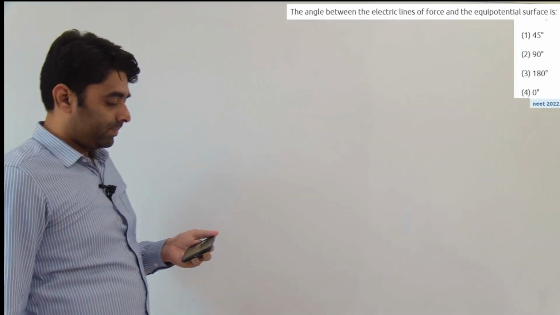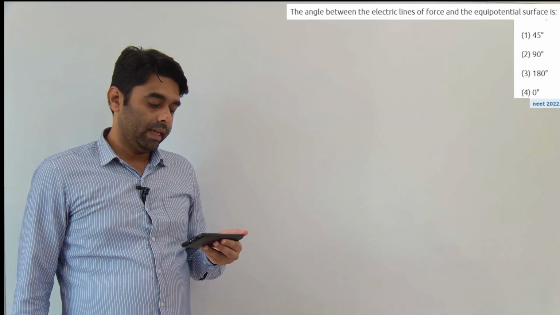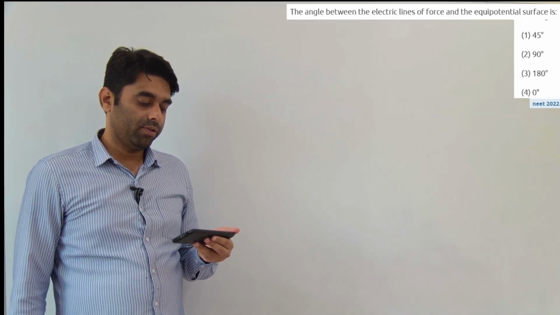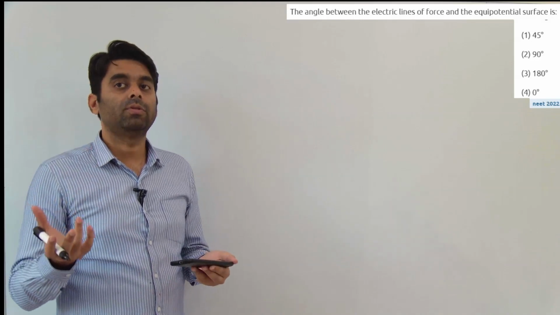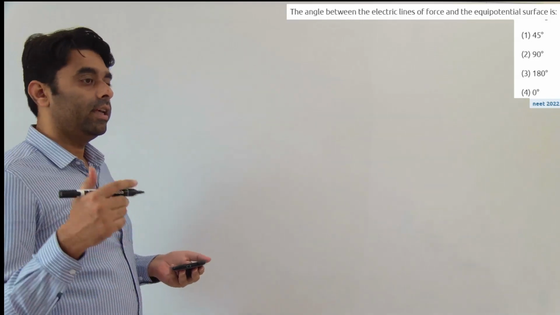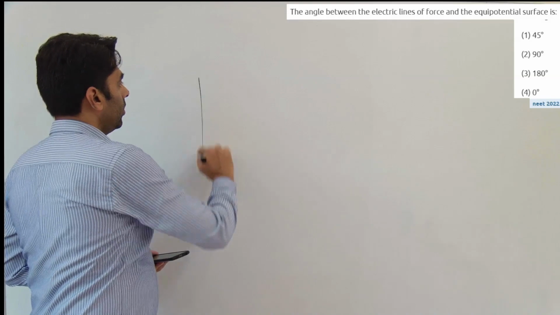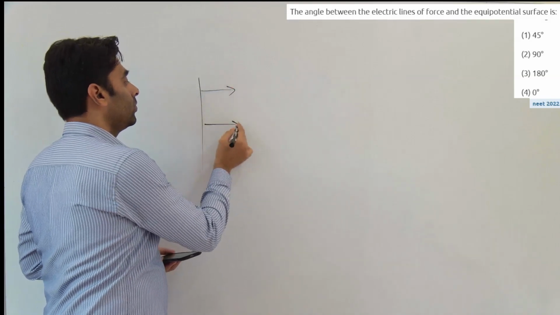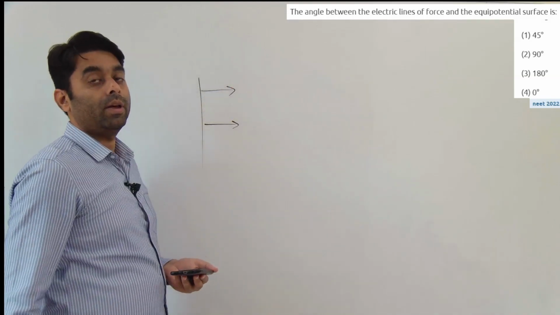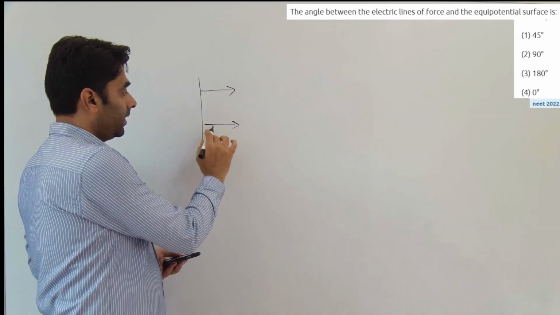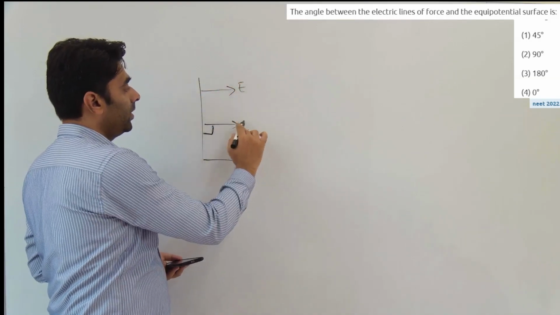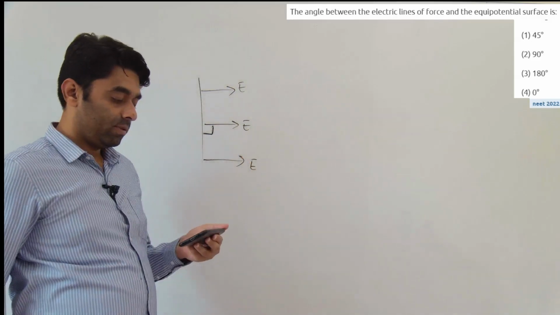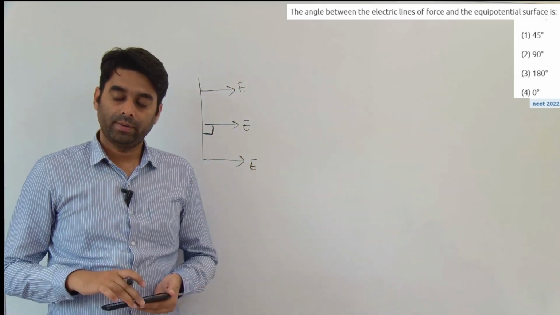Next is the angle between the electric lines of force and equipotential surfaces. It is a theoretical question, and a factual piece of information we should know: equipotential surfaces are those to which electric field lines are perpendicular. That means the angle is 90 degrees. If this is your equipotential surface, the electric field lines will be perpendicular to it. So our answer will be option number 2, right?